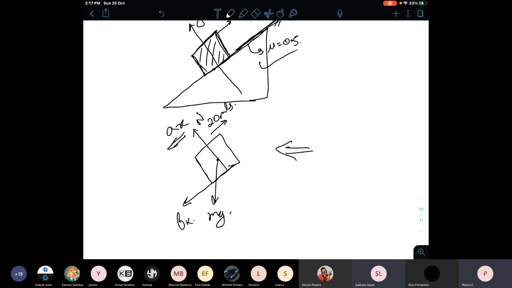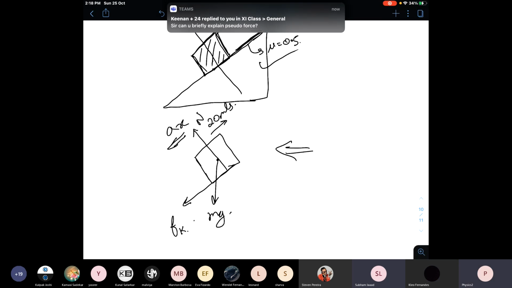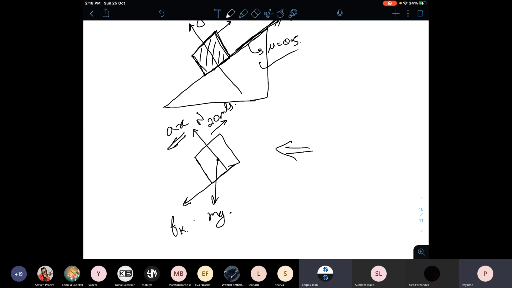What is that next to mg? That is FK, the kinetic friction force. It is kinetic friction. I will explain pseudo force later. Now let's get back to this.